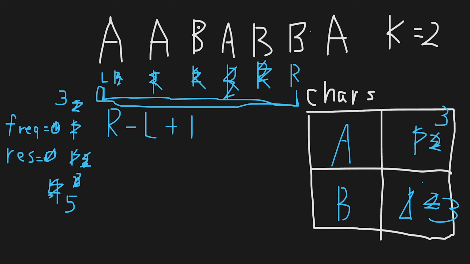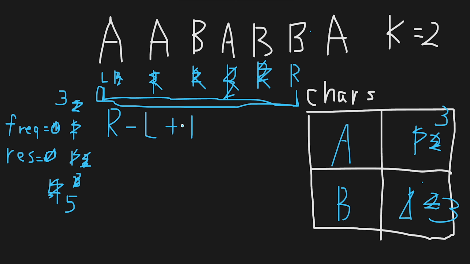Or if I change b to a, it's like 5a and 1b. But the range between the left pointer and right pointer is now 1, 2, 3, 4, 5, 6. So 6 is the longest substring. In that case, we need to shorten the range between the left pointer and the right pointer.